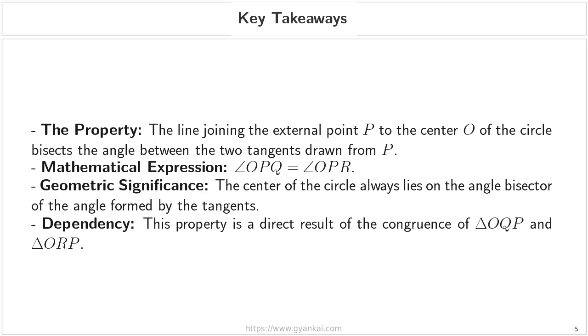Finally, I want you to remember the dependency of this property. It is crucial to understand that this property doesn't just exist in isolation. It is a direct consequence of the congruence of triangle OQP and triangle ORP, as we saw in our logical derivation earlier. Because these two triangles are congruent, all their corresponding parts must be equal.